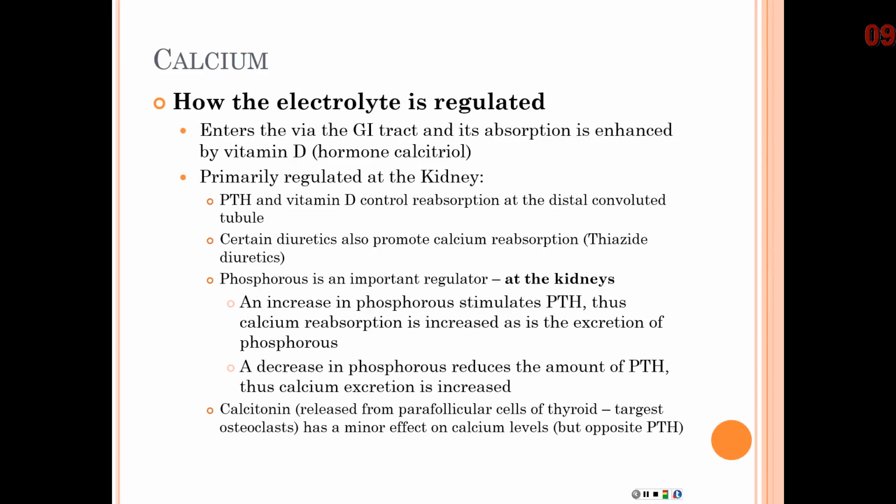So how do we regulate it? We've already mentioned that with PTH and calcitriol. So the primary regulator is really going to be at the kidneys. I mentioned calcitonin. It's listed down here. Released from the parafollicular, or sometimes you may have learned them as the C cells of the thyroid. Also target, that's poor spelling, I apologize for, but it targets osteoclasts and has a minor effect on calcium levels, opposite of PTH.